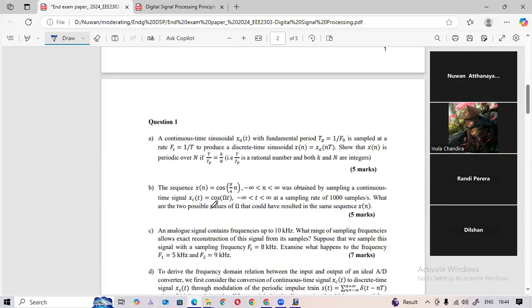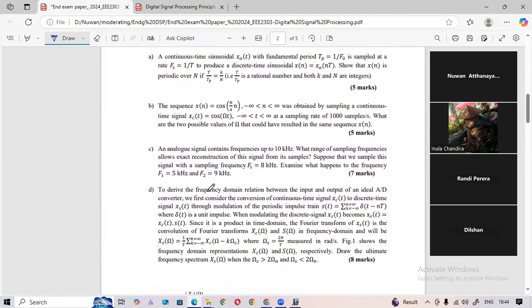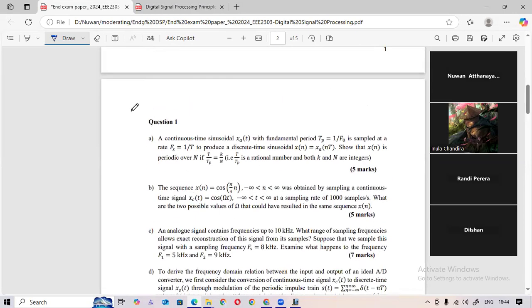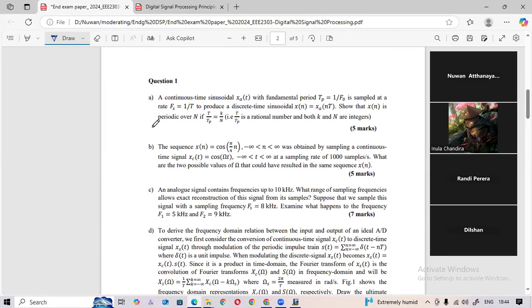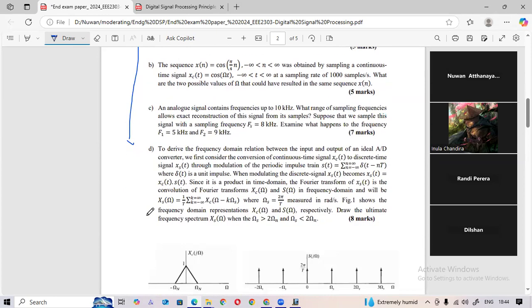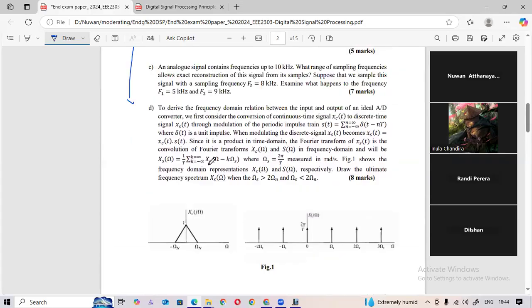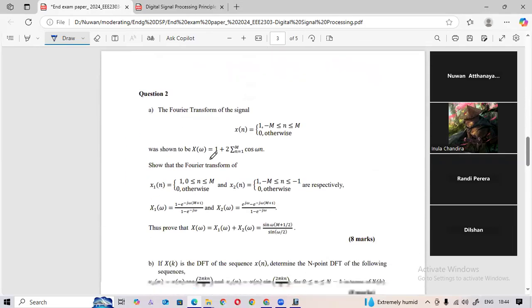This question is based on sampling. Sorry, here the Fourier transform part is also there. But this year, one question will depend totally on sampling. I think if you do these questions with understanding, you can do the questions in the exam. I will do some questions here, I will just give you a guide. I'm not going to go through the questions.